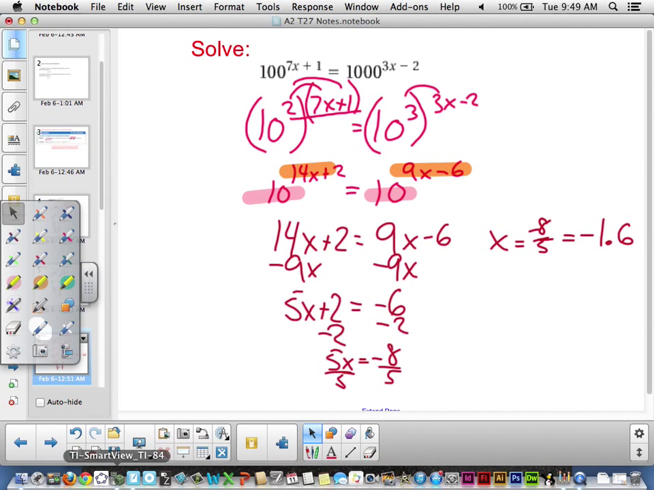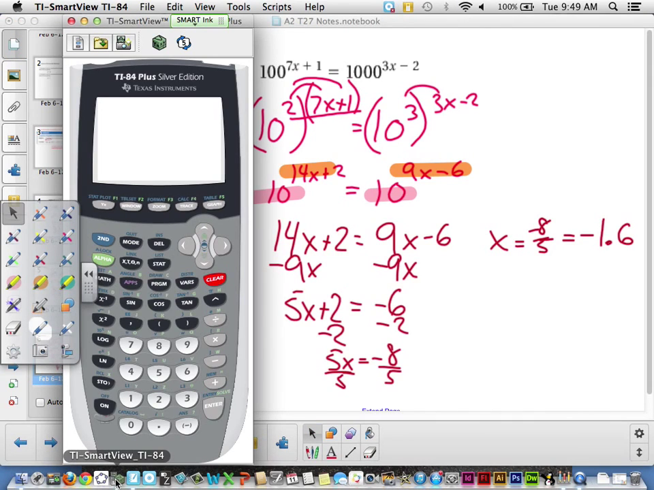Let's do our check here. 100 to the 7 times negative 8/5 plus 1 equals 3.98 times 10 to the negative 21. 1,000 to the 3 times negative 8/5.